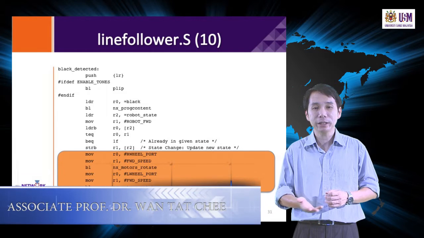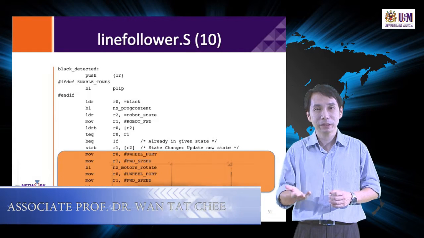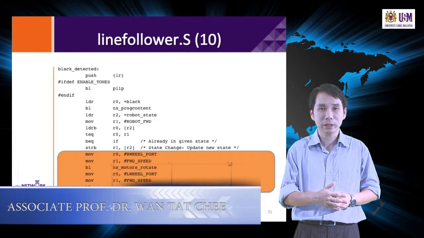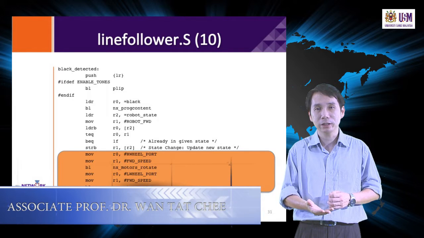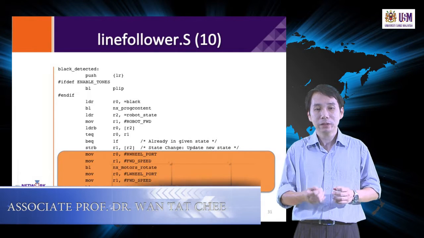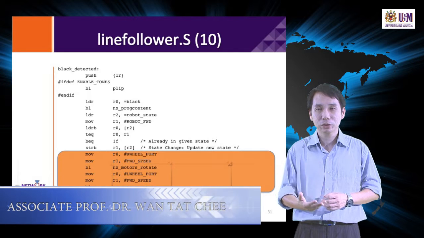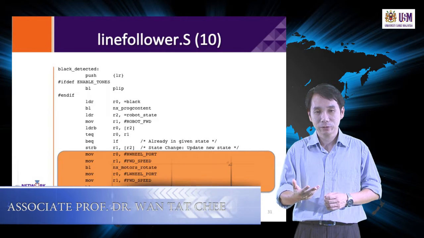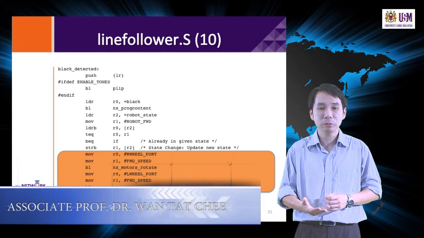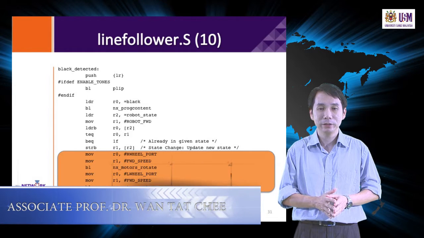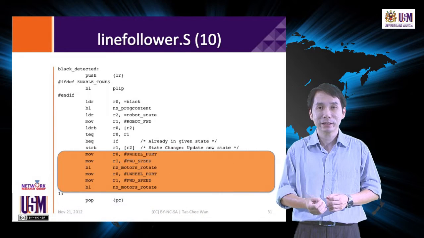If the previous state is not the forward state but some other, whether it's rotating left or fast rotating right, we will update the motor speed for both the left and the right wheel to move forward at the same speed using the forward speed setting.